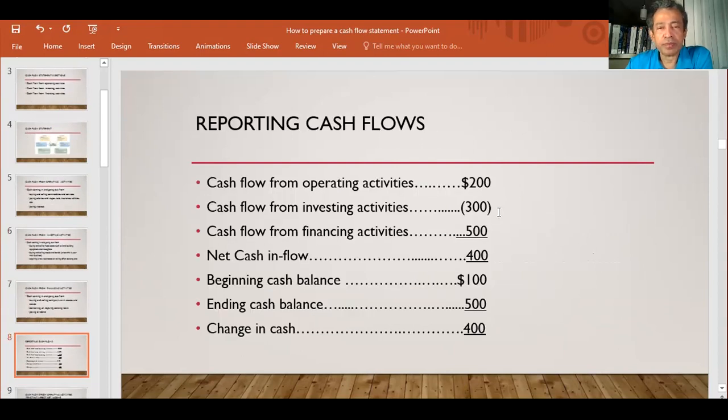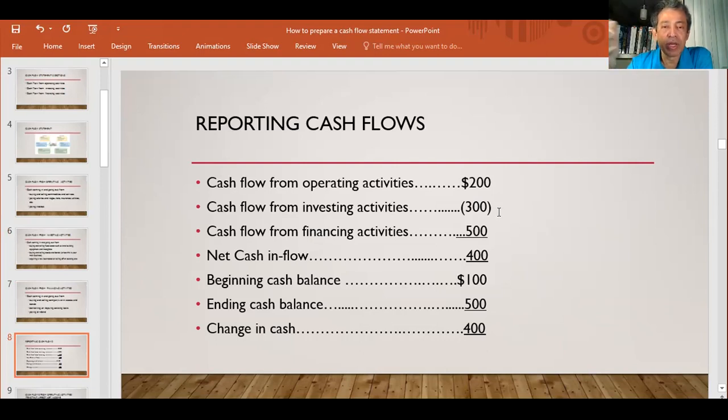So here's how we report it. These are all hypothetical numbers. You report cash flows from operating activities, then investing, and then financing. All three together, for example, the net cash inflow here was $400. We received $200 from operating activities. Then we had a net outflow of 300 from investing, and then 500 came in from financing. So total inflows were $700 and outflows were $300. So net cash inflow was $400.